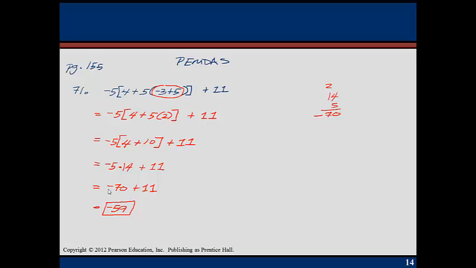Remember, when you're adding and the numbers have opposite signs or different signs, you take the difference, so 70 minus 11, and then keep the sign of the bigger number, which is 70, and it was negative.